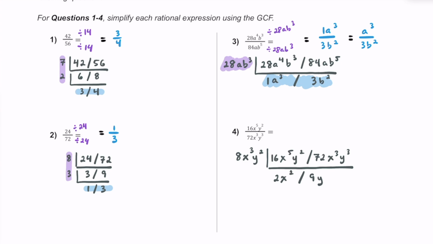Okay, so the greatest common factor here is going to be this 8x cubed y squared, which means that's the largest factor you can divide evenly in the top and the bottom. So let's show that we can divide both the numerator and denominator by this 8x cubed y squared. And what would we be left with? We'd be left with 2x to the second power right on top, and we're going to put this 9y on the bottom. So that would be the most simplified way to write this expression.